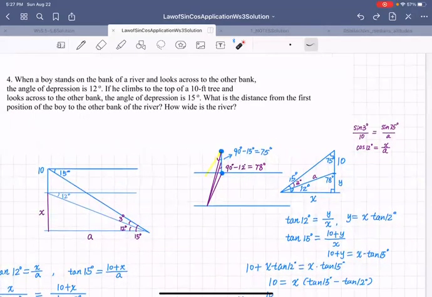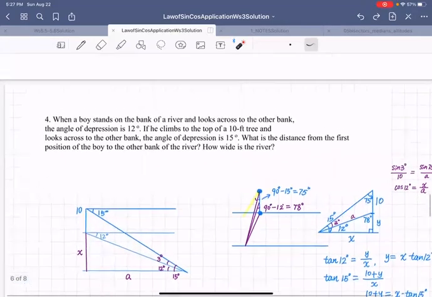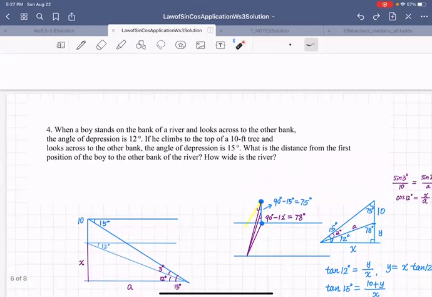Let me call student Aiden. Go ahead and read number 4. When a boy stands on the bank of a river and looks across to the other bank, the angle of... hold on. So this is the river, okay? The boy stands on the bank of the river and looks across to the other side. The boy is here, looks at the river on the other side, okay?